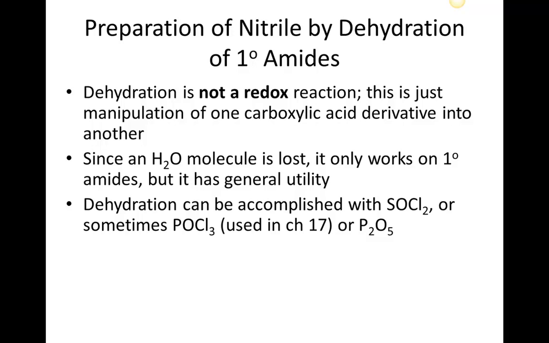And a primary amide is a carboxylic acid derivative also. And so we can change one nitrogen containing carboxylic acid derivative, that is an amide, into a different nitrogen containing carboxylic acid derivative, the nitrile. Now it has to be a primary amide because we need to make a carbon to nitrogen triple bond, and so there can't have been other things on the nitrogen, or there wouldn't be room on the nitrogen to make a triple bond to the one carbon.